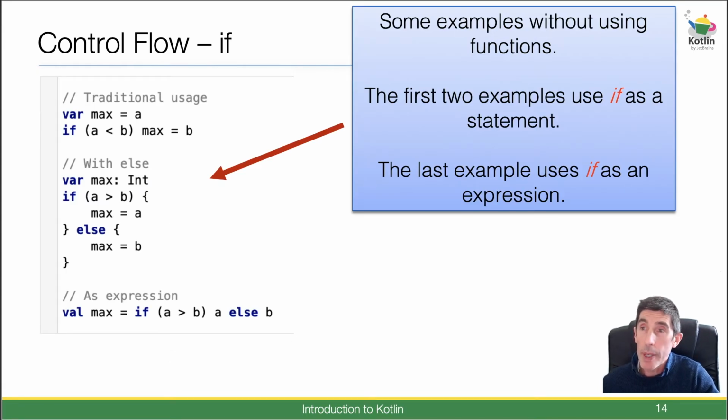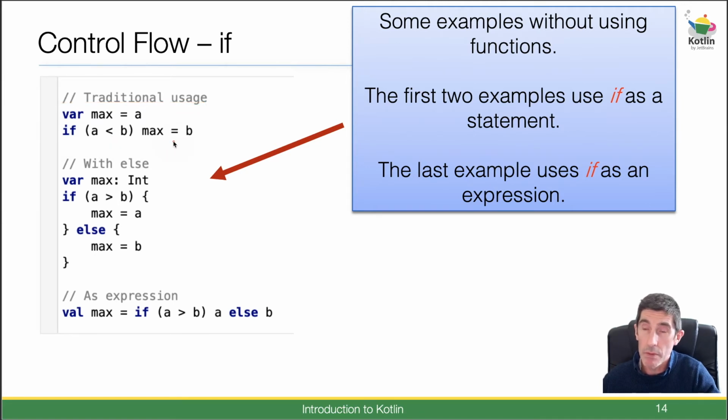If we want to look at some examples without using functions, here the first two examples use if as a statement, and the last example uses if as an expression. Okay, so if we look at the example up here, just to highlight it there, we're saying our var max is assigned a. So for argument's sake, a has some previous value, and we can assign that because max is declared as a var, and then we say if a greater than b, max is assigned b.